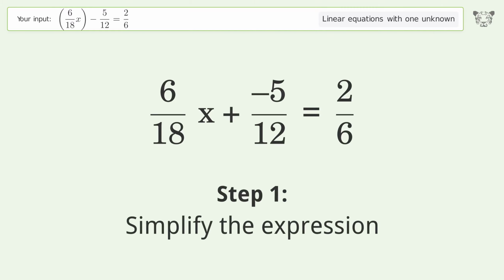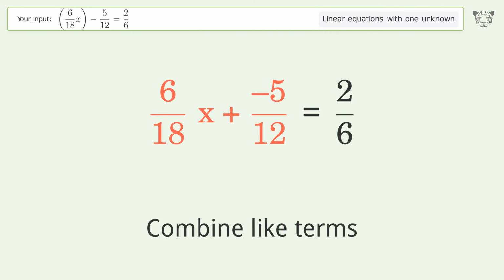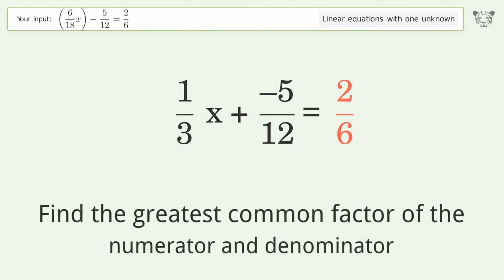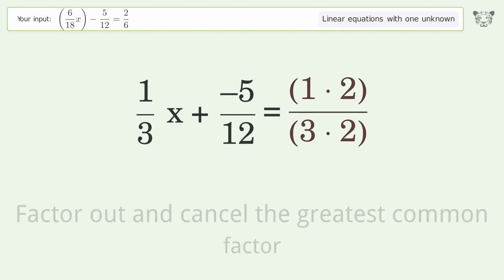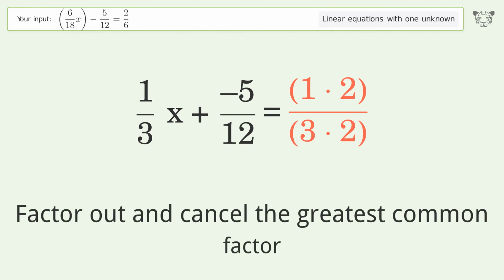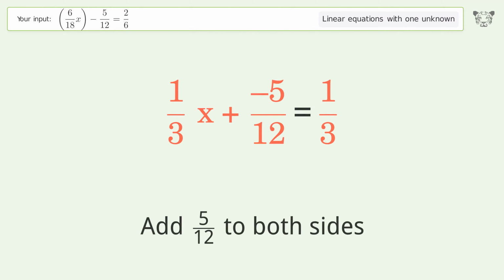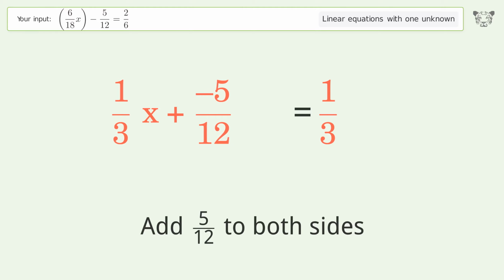Simplify the expression. Combine like terms. Find the greatest common factor of the numerator and denominator. Factor out and cancel the greatest common factor. Group all constants on the right side of the equation. Add 5/12 to both sides.